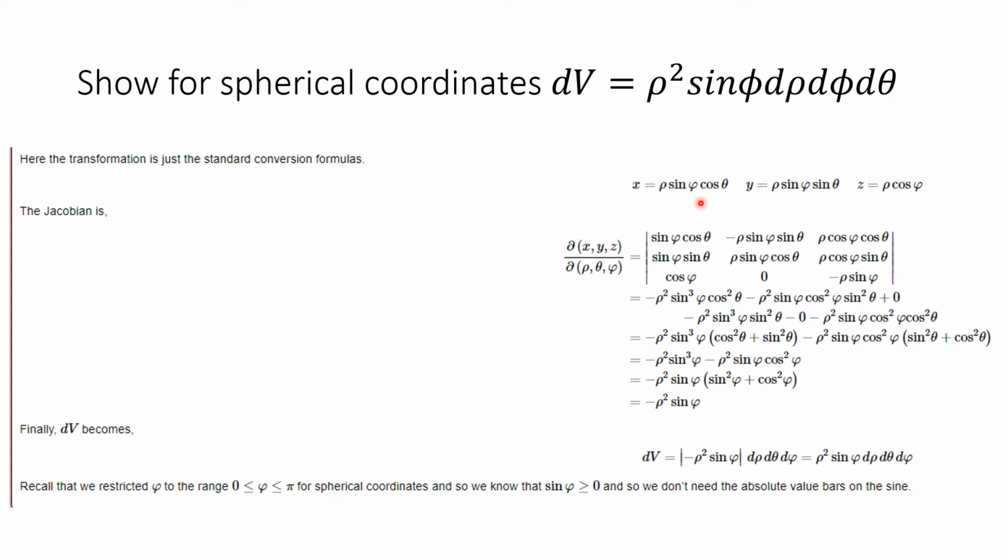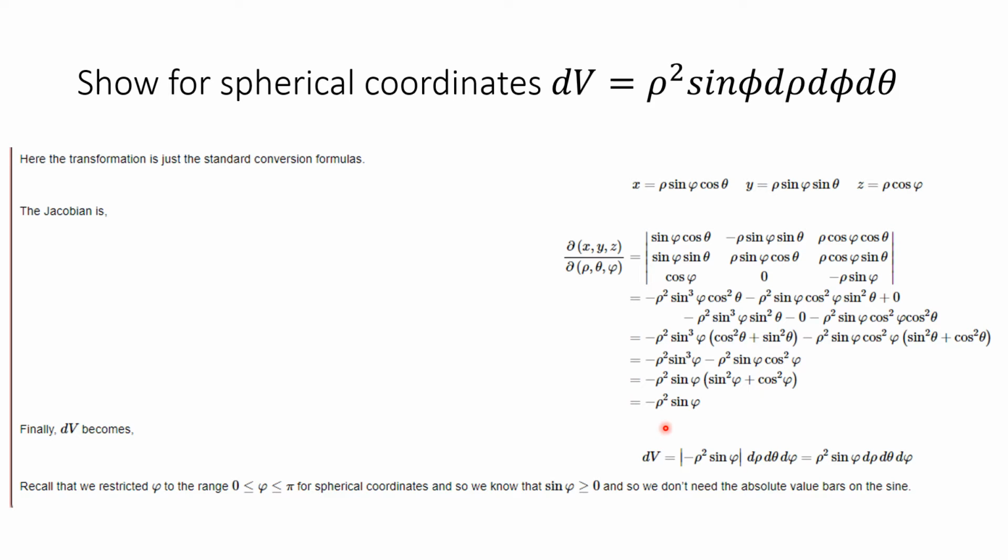Okay, this is the transformation. x is equal to ρ sine φ cosine θ, y is equal to ρ sine φ sine θ, and z is equal to ρ cosine φ. So we set up, this time, a 3 by 3 determinant of the partial derivatives, and we go through and we calculate. Now this is a calculation that you should verify, but when you do this calculation of this determinant, you get minus ρ squared sine φ. There are trig identities involved along the way and some algebra.